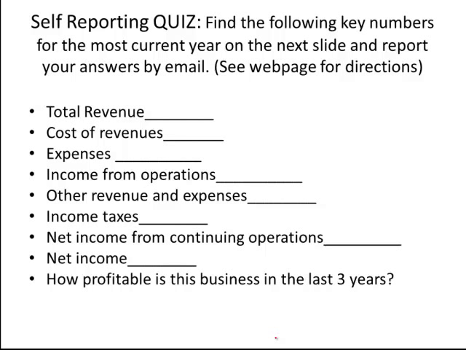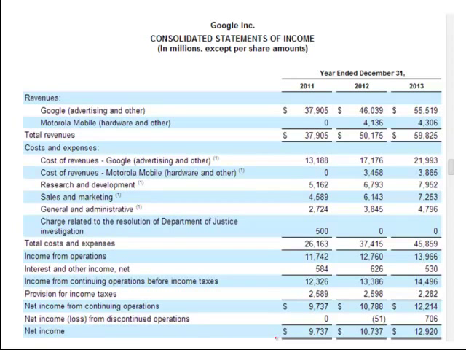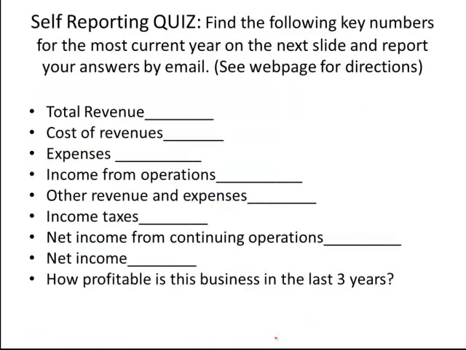All right, it's the end of this video, so it's time for a self-reporting quiz. What you'll do is you'll find the following key numbers for the current year on the next slide, and if you look at your overall directions for these series of videos, it asks you to self-report to an email. And so please do for these items. So are you ready? Here's your quiz. Google. So can you find these items for Google?